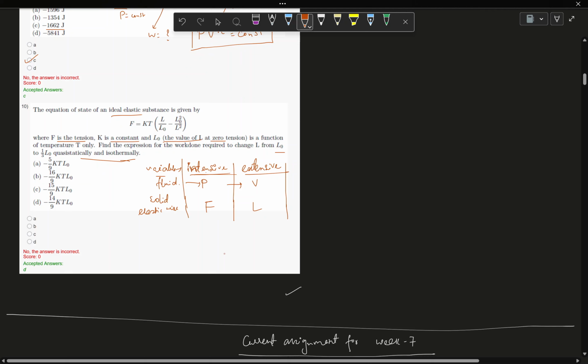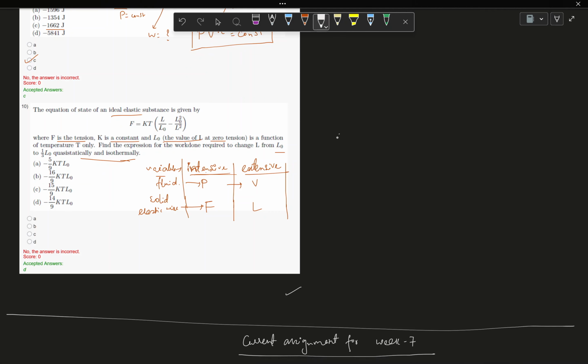So just like that, but here what is important is that the thermodynamic variables are force and length. So we can think of it as equivalent to a pressure and volume kind of system, but instead of P and V we now shift to F and L, but otherwise the whole concept will be the same. Just like here you calculate work done by PdV because that is the convention.